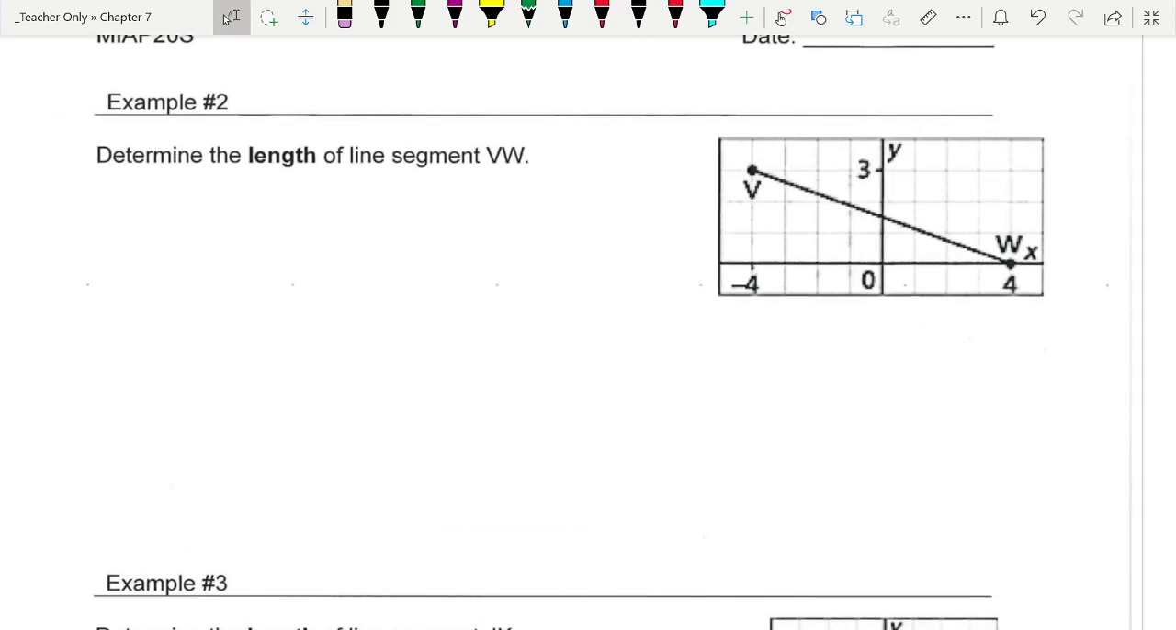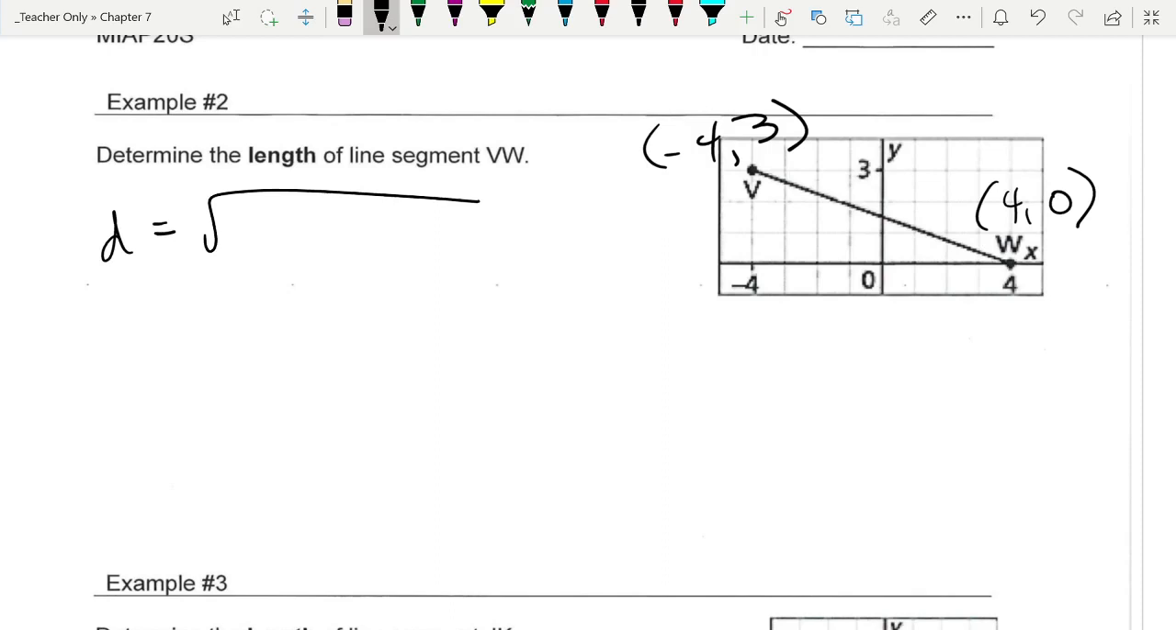All right, so I guess I need coordinates here. So where does point V live? V lives at -4, 3. Where does W live? W lives at 4, 0. Determine the length of this line segment. Okay, so distance is, let's just write the formula down for the first time. The square root of x2 minus x1 squared plus y2 minus y1 squared.